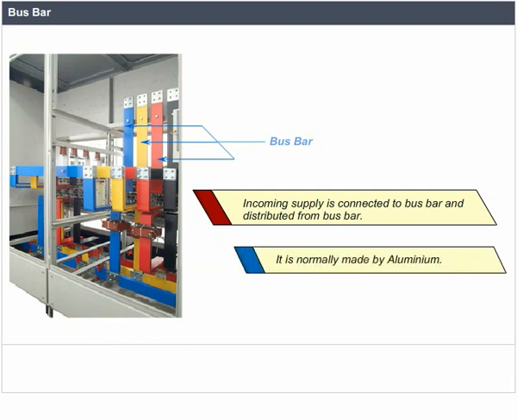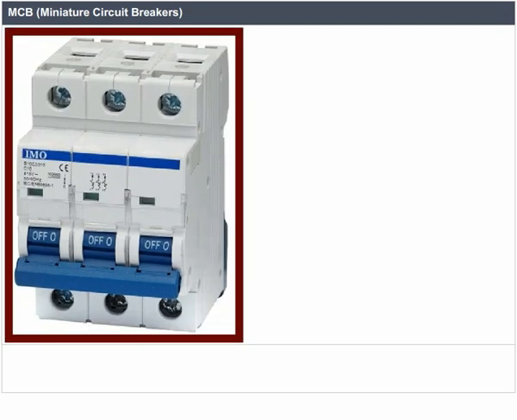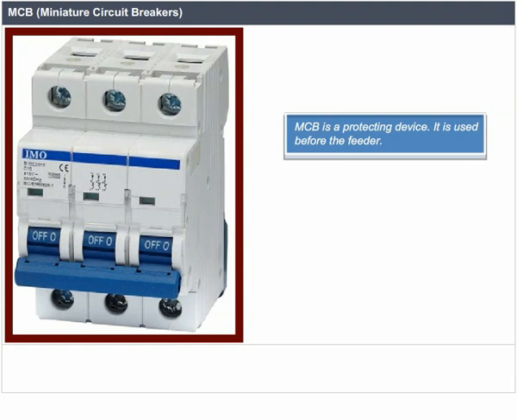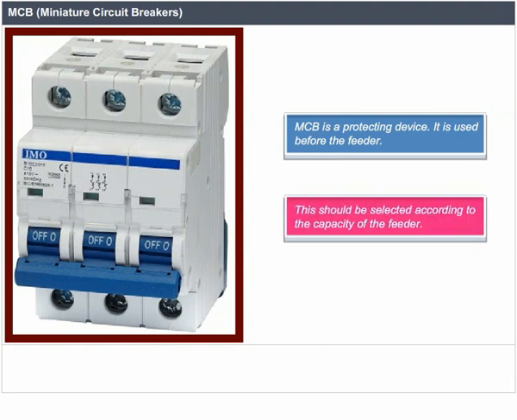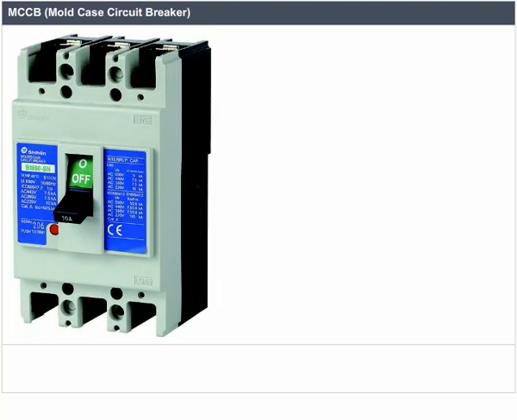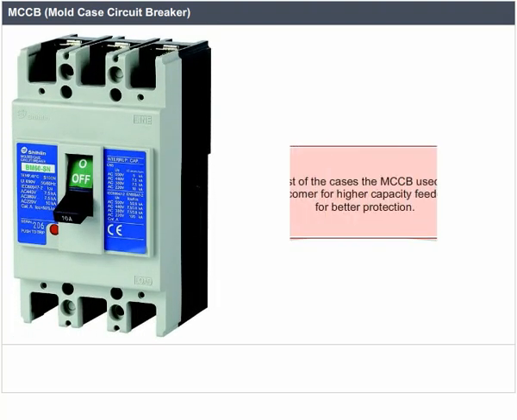MCB, miniature circuit breaker. MCB is a device used before the feeder. This should be selected according to the capacity of the feeder. MCCB, molded case circuit breaker. In most cases, the MCCB is used as an incomer for higher capacity feeders for better protection.